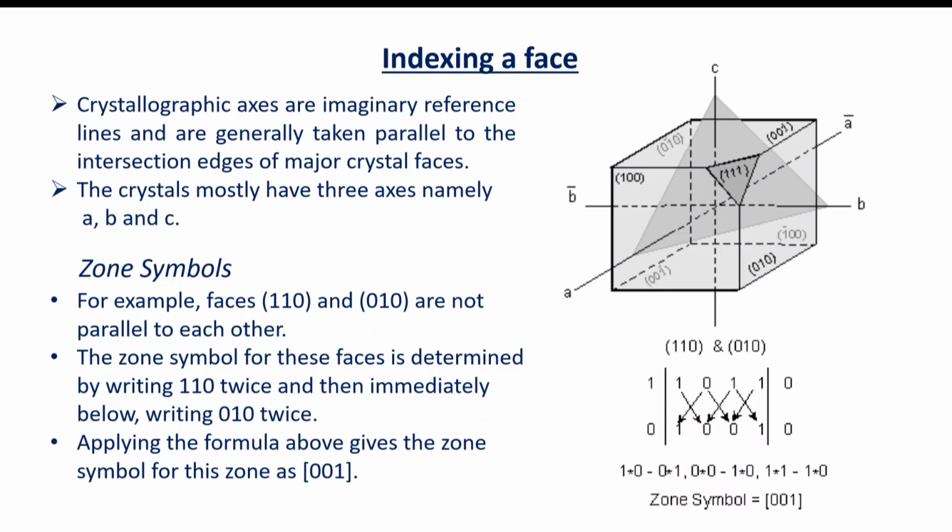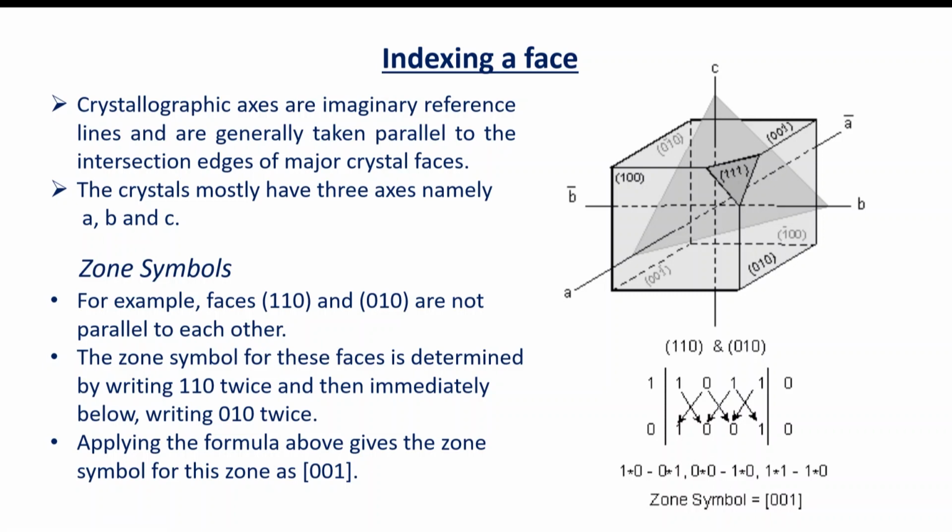Now if I want to find the zone symbol of this zone axis, for example if you are dealing with two faces having Miller indices 1 1 0 and 0 1 0, even if they are not parallel to each other, you can find the zone symbol that will govern these two faces. I write the Miller indices twice, 1 1 0 1 1 0 and 0 1 0 0 1 0, then drop the first and last digits and do a matrix multiplication: 1 into 0 minus 0 into 1, then 0 into 0 minus 1 into 0, and 1 into 1 minus 1 into 0. Finally your zone symbol becomes 0 0 1.